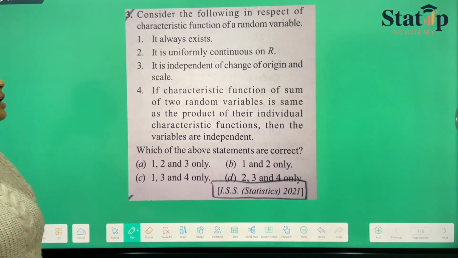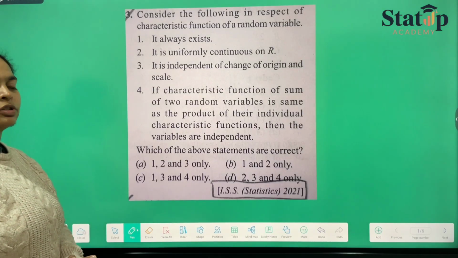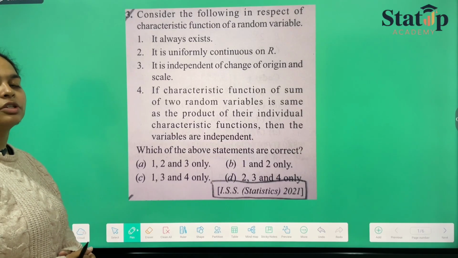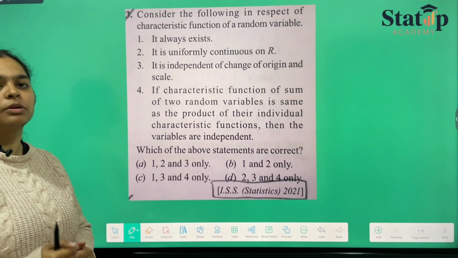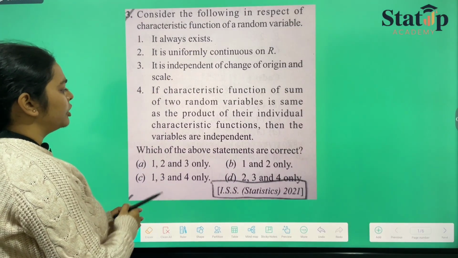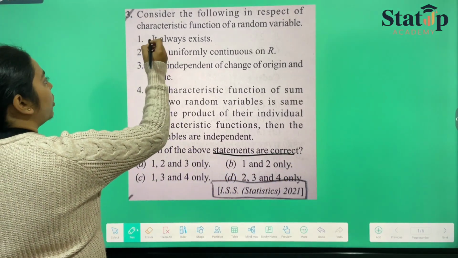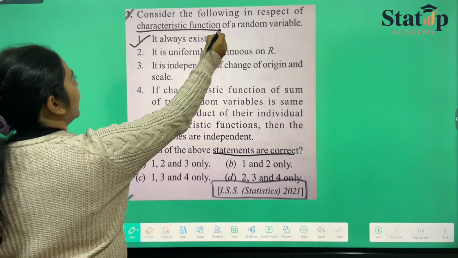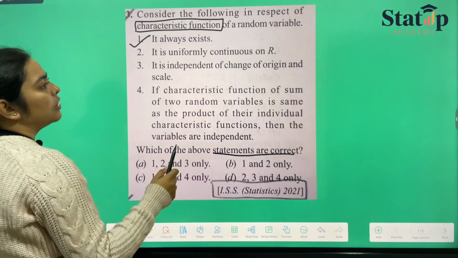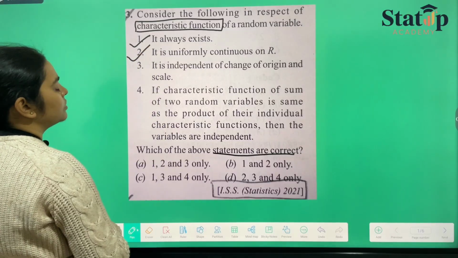They have just asked the property of a characteristic function. While telling you about characteristic function, I told you previously that the only difference between a characteristic function and a moment generating function is that it always exists, but the moment generating function may or may not exist. So they have asked which of the above statements are correct. First of all, it always exists, which is true. They have asked about characteristic function. It always exists, that is true. It is uniformly continuous on R. Yes, characteristic function is always uniformly continuous on R. So our second statement is also true.